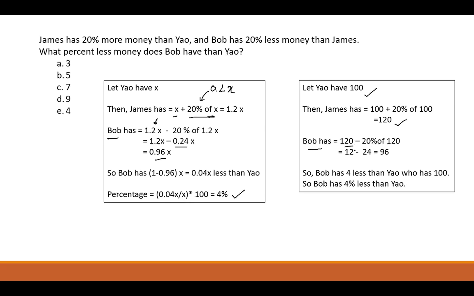120 minus 24, which is 96. So Bob has 4 less than Yao, and we know it is out of 100 because Yao has 100. So Bob has 4% less than Yao. So 4% was the answer.